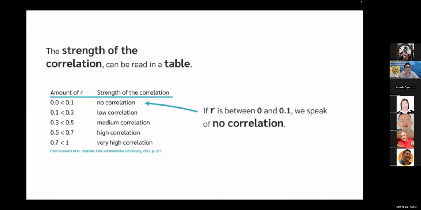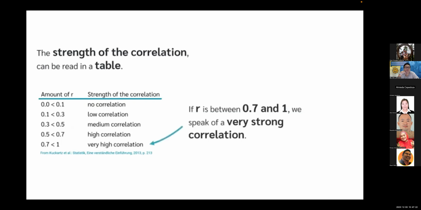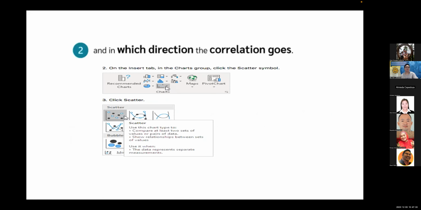The strength of correlation can be read in a table. When the result is between 0 and 0.1, we speak of no correlation. If the r is between 0.1 and 0.3, there is low correlation. Between 0.3 and 0.5, there is medium correlation. Between 0.5 and less than 0.7, this is high correlation, and 0.7 to less than 1 is very high correlation or very strong correlation.